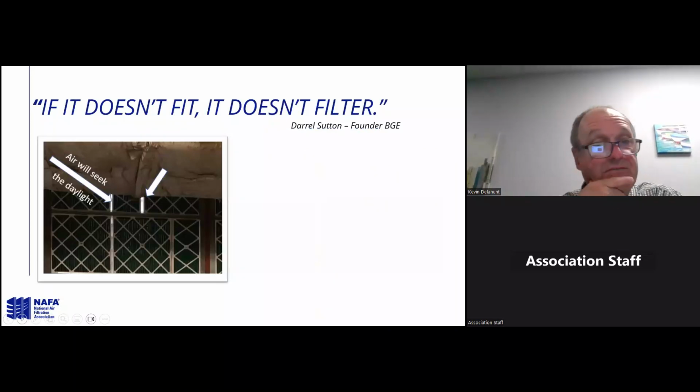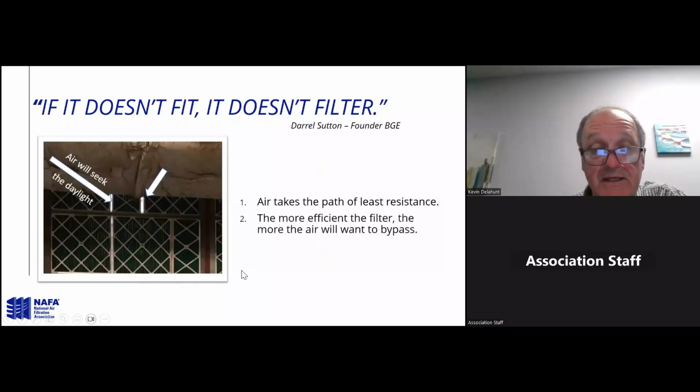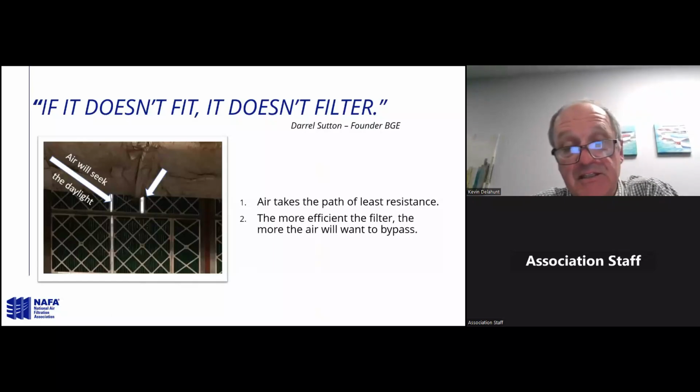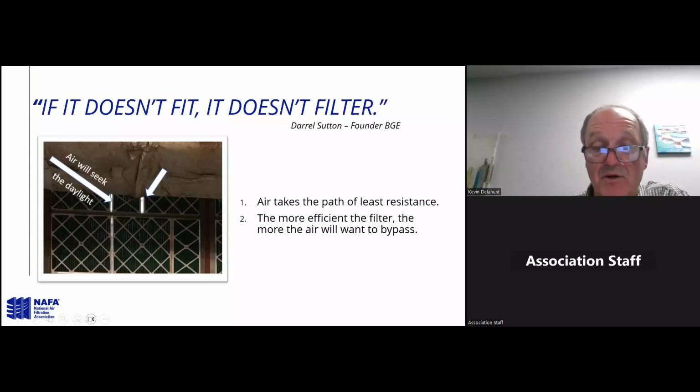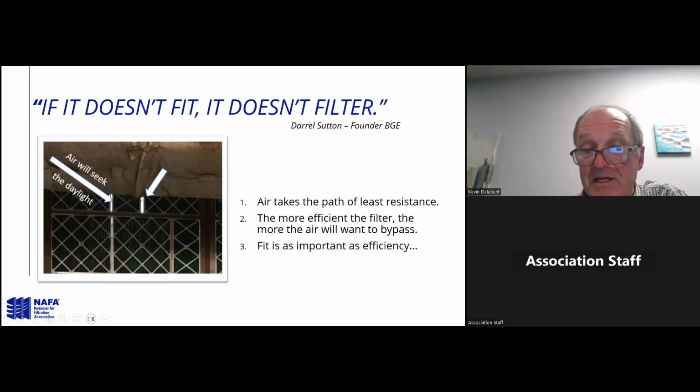The founder of BGE, if it doesn't fit, it doesn't filter. That was his favorite saying, and it's very true. The air does not want to go through a filter and will take the path of least resistance, just like water. And the more efficient the filter, the more the air will want to bypass. As we increase in efficiency, the pressure drop on those filters also goes up, and the air is going to try to bypass it more and more. And fit becomes as important as efficiency. So just having a MERV 13 filter and throwing it into any system doesn't necessarily give you a MERV 13 filter system efficiency.